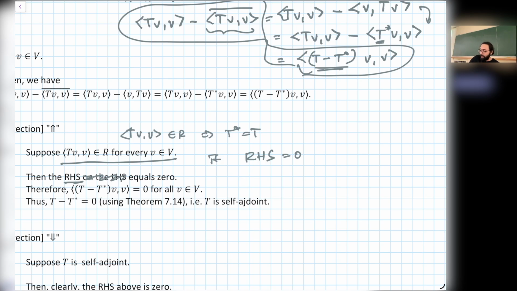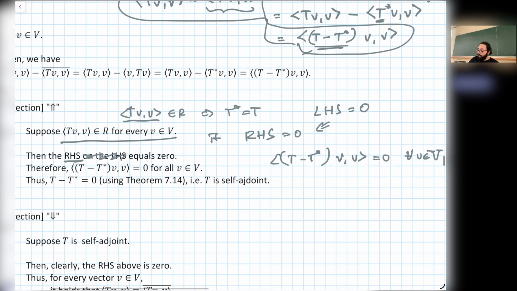Okay, so what about the left-hand side? Given that ⟨Tv, v⟩ is a real number, the left-hand side is the imaginary part, so the imaginary part is 0, obviously. Correct? So the left-hand side is 0, which implies that the right-hand side also has to be 0. And now what do we conclude? We have T minus T star acting on v giving you 0 for all v in the vector space. Correct? So far straightforward. If you're lost, tell me. Is it making sense?